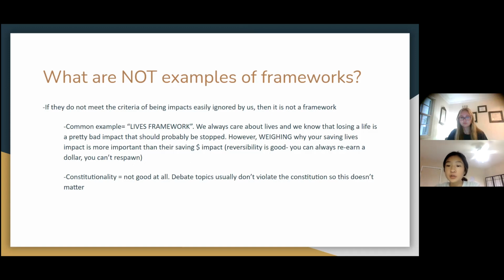However, weighing, which is something we're going to go over in later labs, but you saw them weigh in the demo debate, is a key reason of saying why saving lives is more important than saving money or something. Weighing is basically comparative in the sense that it tells the judge why they should prefer your impact over your opponent's impact. And a reason why you could say saving lives is more important than saving money is irreversibility, because you can always re-earn money, but you can't respawn a life. It's not Minecraft.